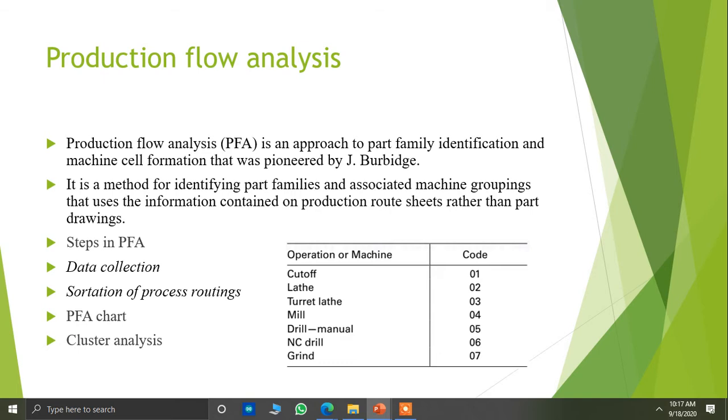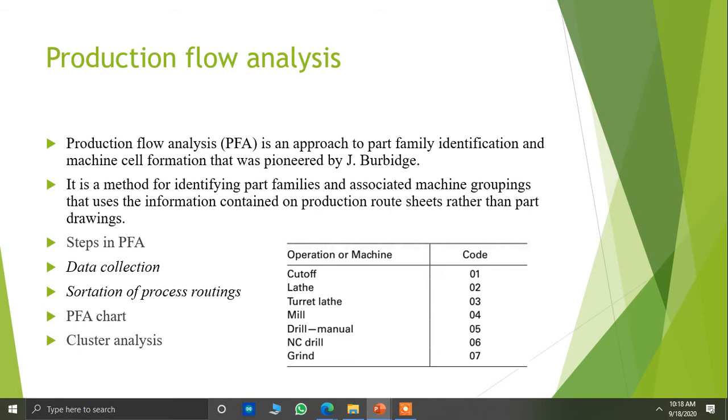So that's the first thing. Second, this is pertaining to data collection. What is the speed of your machine for this part? What is the material removal rate for this part, etc.? All these things are segregated together and collected as data. Second thing is sortation of process routings. What are these process routings? How is this part being manufactured? Is it through some series of operations, yes or no? So the process routings are sorted.